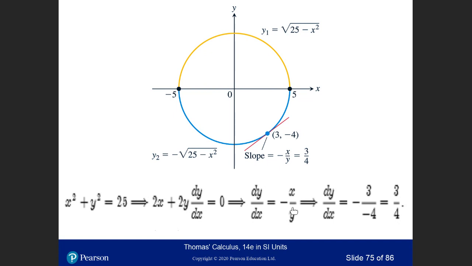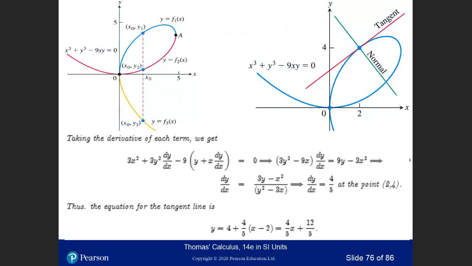So this is the basis of implicit differentiation. If you have a closed form relation between x and y like this, it's not a functional relation, you can take the derivative of each term with respect to x, and you will assume that y is a function of x. So you can calculate the derivative from this. Okay, there is another function here, which is x cubed plus y cubed minus 9xy. So that's a closed form relation between y and x, and we want to find the tangent at a certain point.